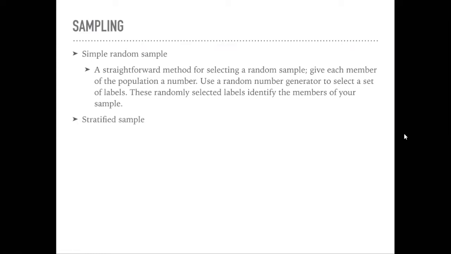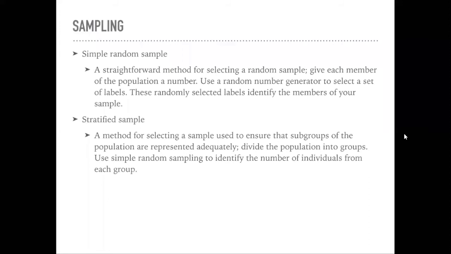Now, the next is stratified sample. And there's some reasons to want to try to do a stratified sample. So a stratified sample is a method for selecting a sample that's used to ensure that subgroups of the population are represented adequately. So you divide the population into groups, use simple random sampling to identify the number of individuals from each group to use.